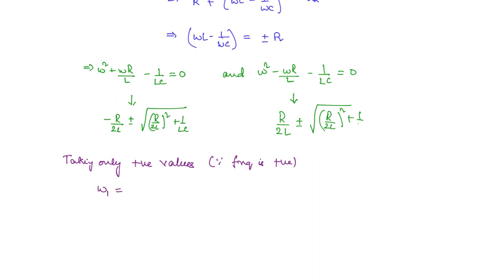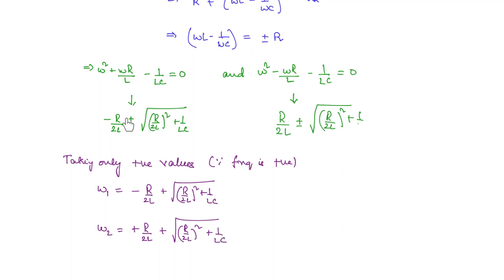One solution will be omega 1 is equal to minus R by 2L plus root over R by 2L whole square plus 1 by LC, and omega 2 is equal to plus R by 2L plus root over R by 2L whole square plus 1 by LC. So we are taking one root from here and one root from here. The other two roots are going to give a negative value of frequency.